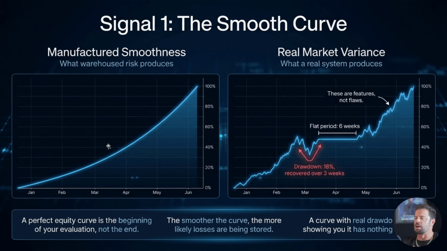And as you position yourself and condition yourself to be a sophisticated investor, we are going to learn that that's the most dangerous thing. Real markets create variance on real systems. We're going to go into this a lot more, but the smooth equity curve is a big signal.